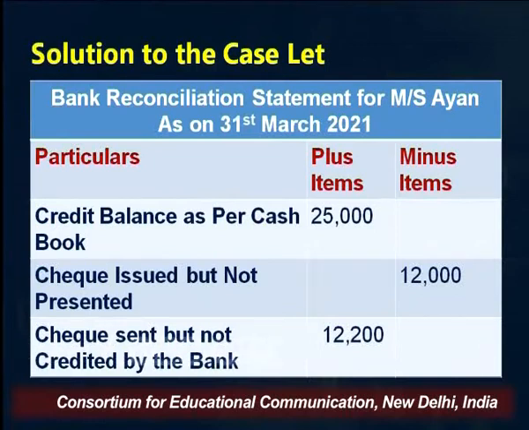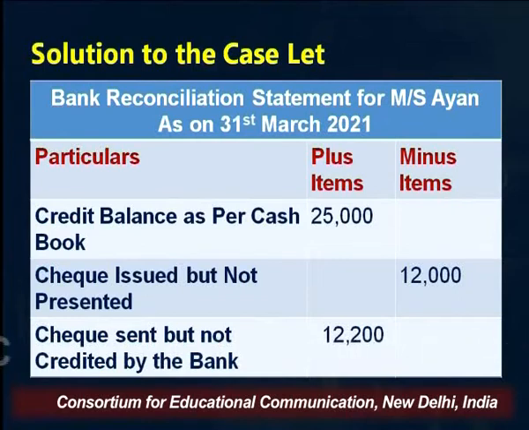So the beginning balance is the most important thing. The balance was a credit balance, and as I explained while explaining the case, if the credit balance as per the passbook is given, it is going to be recorded on the positive side, in the plus side. So accordingly, this 25,000 has been put in the plus item.